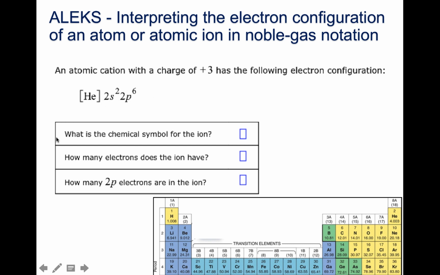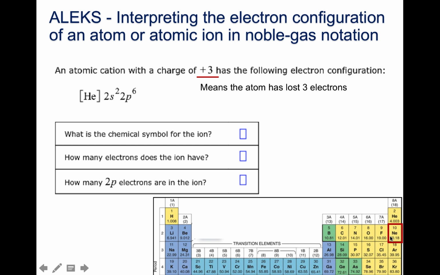And so we need to identify the chemical symbol for the ion. So we want to write the symbol and the charge that it has. The symbol is going to be the hard part. The charge is given to us. We know it's something that's going to have a positive 3 charge. So let's figure out what element it's talking about. Find the atom that is represented by the electron configuration that is given to you. We have neon, because we have helium 2s2 2p6. So we're here at neon.